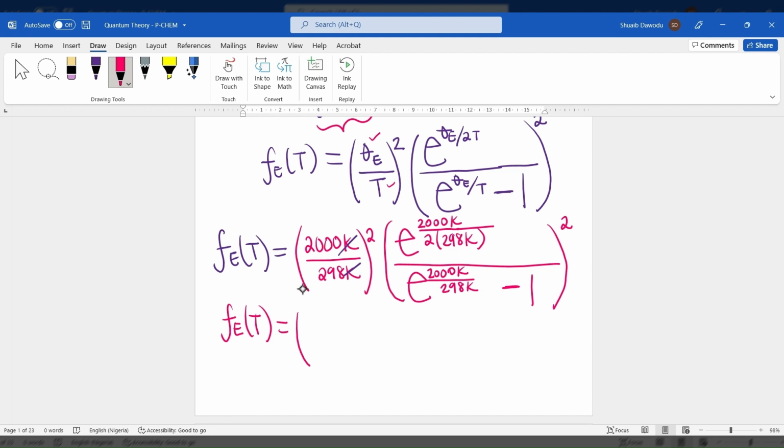And when I do that, I end up with 6.71141, then all squared. Then multiply by e to the 2000 Kelvin divided by 2 divided by 298. So that's going to simply be e raised to the power of, when you do 2000, you can just simply cancel out the Kelvins.